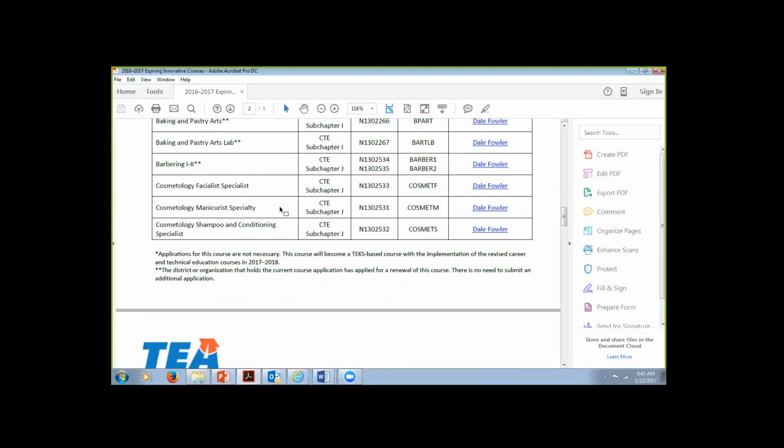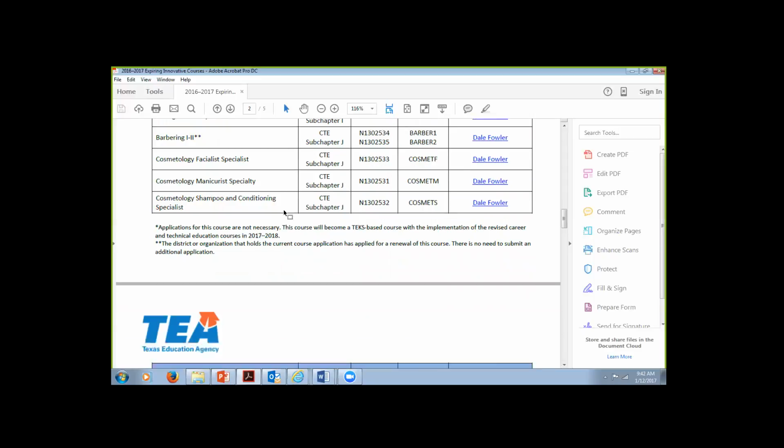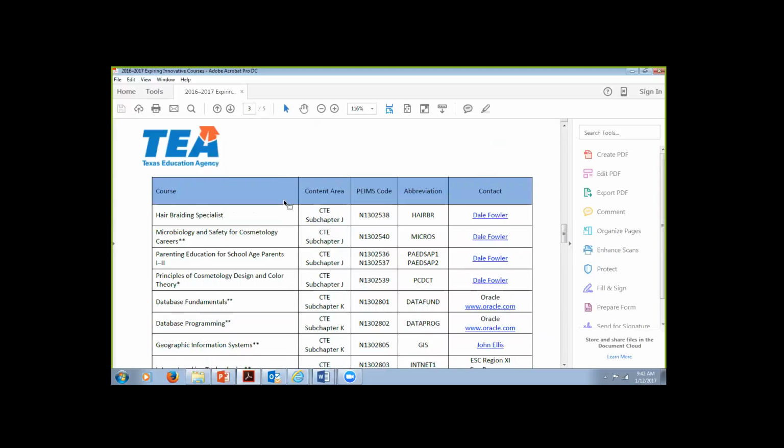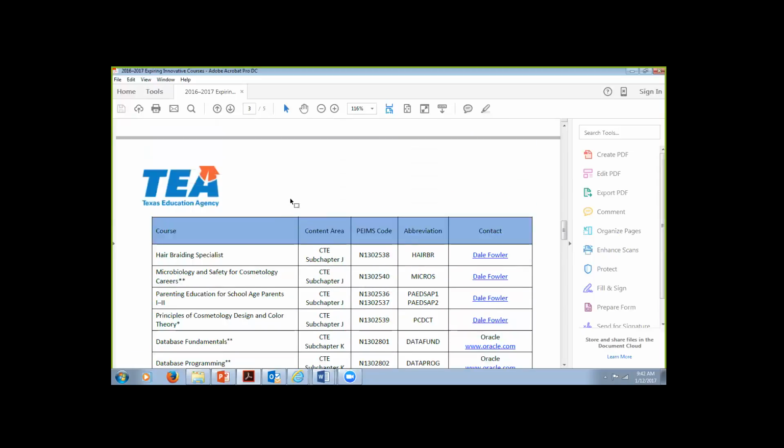So the cosmetology and facial specialist courses aren't due to be renewed, but we are looking at classes that might be able to supplant or supplement for those. If you have any questions about this expiring courses list, you can contact the TEA contact directly, or if you feel more comfortable contacting me, I am always available to help as well.